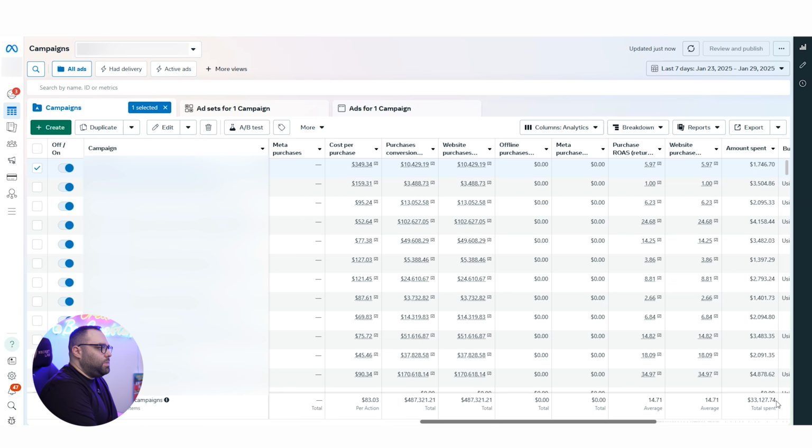And in the last 7 days we spent 33K. Now, what are we seeing here? Can I scale with a 20% rule here? Absolutely, because the campaigns that I'm doing here are anyway 500, 600, 700, 1K campaigns because of the AOV, because of the cost per purchase.